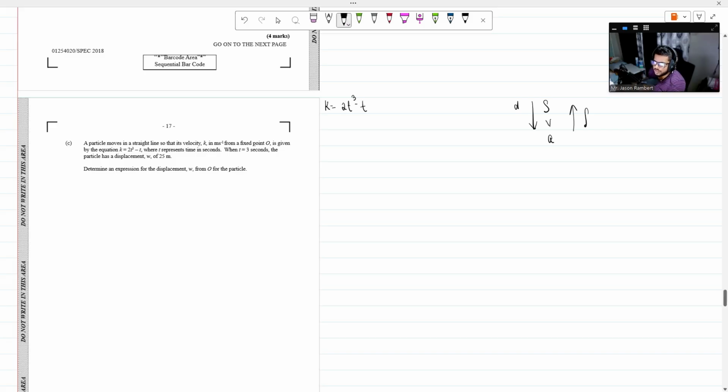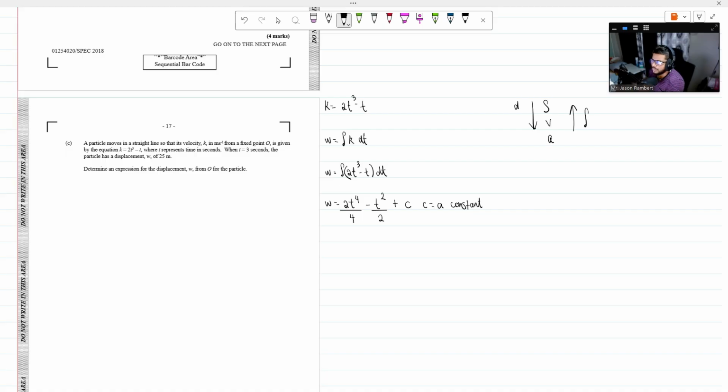So they say that out the velocity. So this is my velocity here. So if I have velocity and I want displacement, I must go up the ladder, which means I must integrate. So displacement is going to be the integral of velocity with respect to t. So w is equal to the integral of 2t cubed minus t with respect to t. So w is equal to 2t to the power 4 over 4 minus t squared over 2. I can't use k, I'll use plus c, but c is a constant.